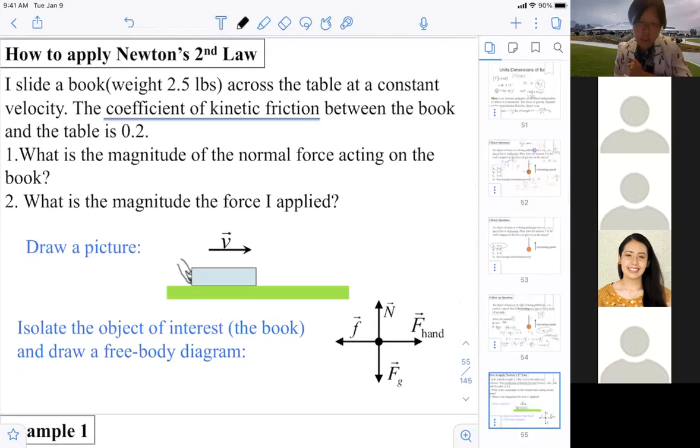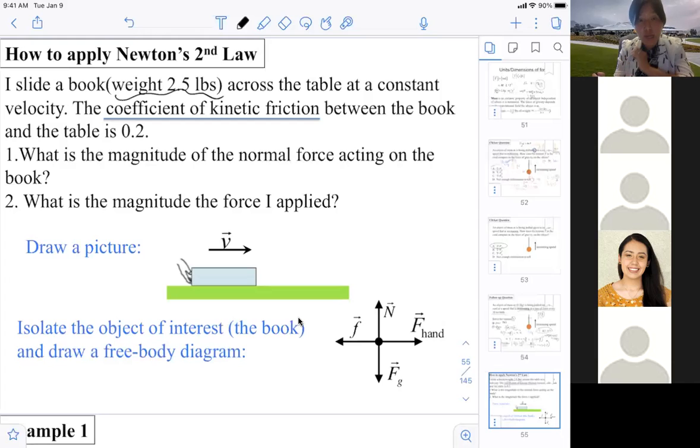Okay, so now let's look at another one. This one, we will not be able to completely solve at this point, which is fine. But again, I wanted to model the steps of how we go about doing a Newton's law problem. You have a book, and the weight is given to you. Okay, so that is the gravity. 2.5 pounds is the gravitational force of the book.